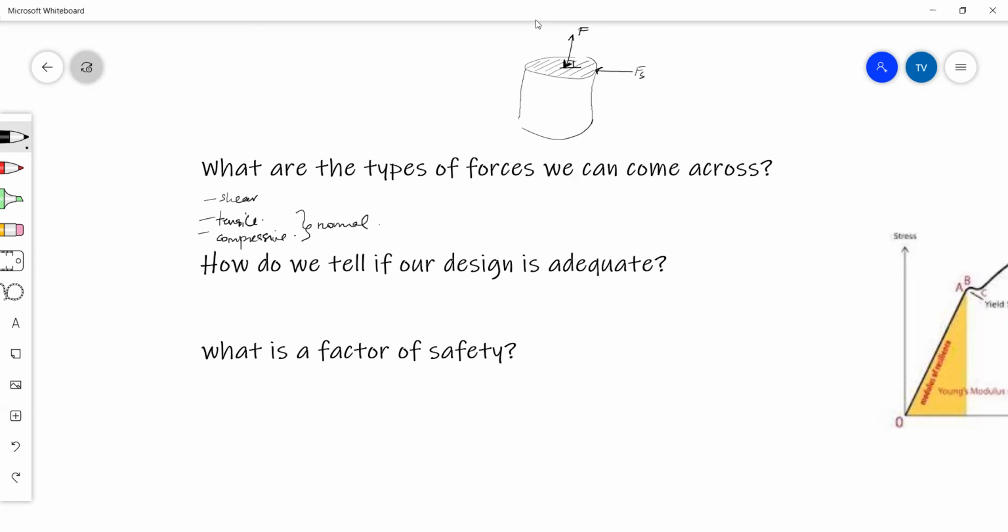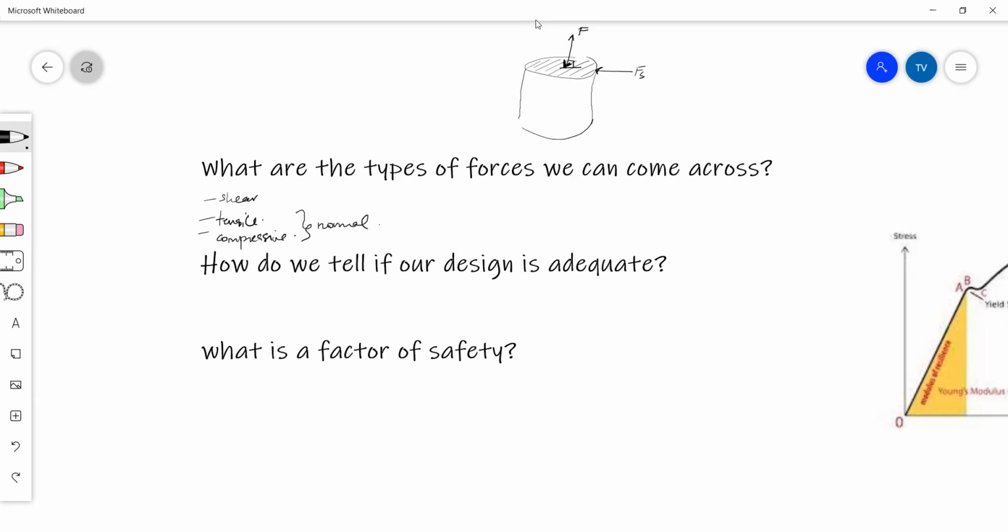So these are generally the 3 types of forces that we will come across in this assignment. There's also other forces like friction, but in this case, we don't have any moving parts or parts that have to slide across each other. So we don't really worry about friction too much. So shear, tensile, and compressive forces are what we're going to look at.